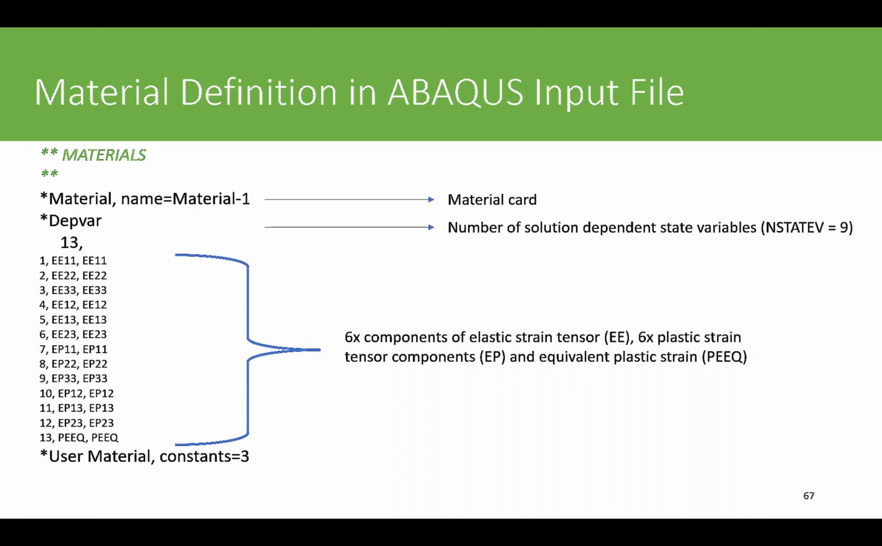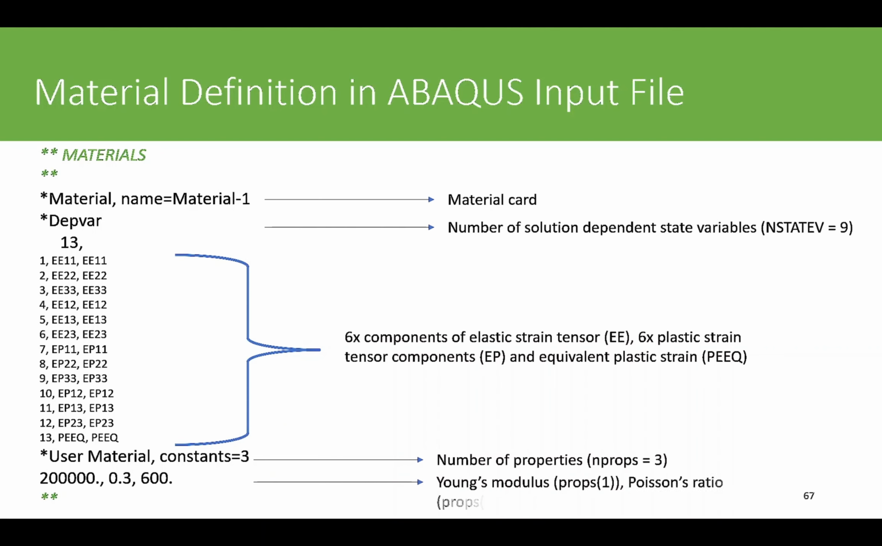So when you define this in the user material subroutine, then you need to also give the properties in the material definition card. And in this case, we have 3 properties, which are Young's modulus, Poisson's ratio, and the yield strength. And that is given here. And this constant 3 basically signals the UMAT when it's called during the analysis that nprops equals 3. And in that case, prop 1 is this, prop 2 becomes this, and prop 3 becomes this. So everything is automatically translated into UMAT, which is mentioned here on this slide now.